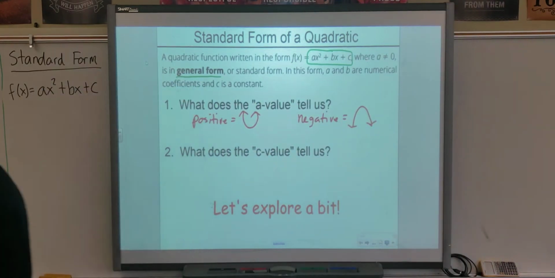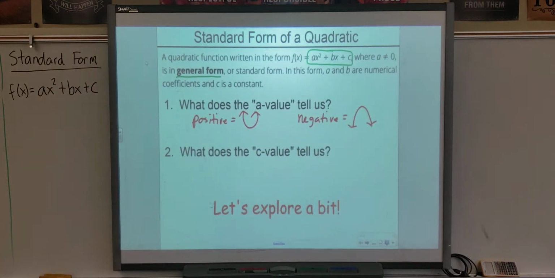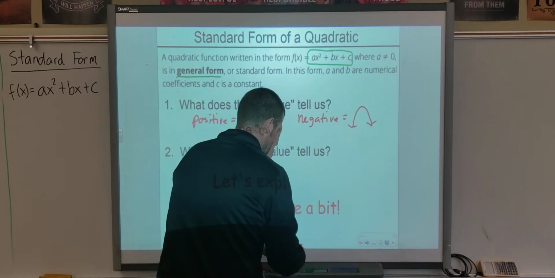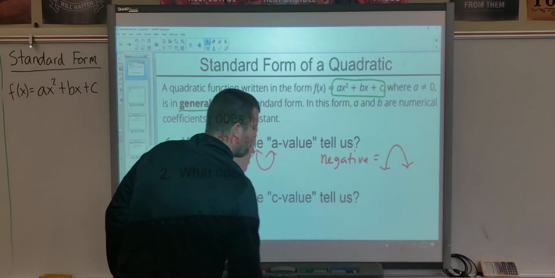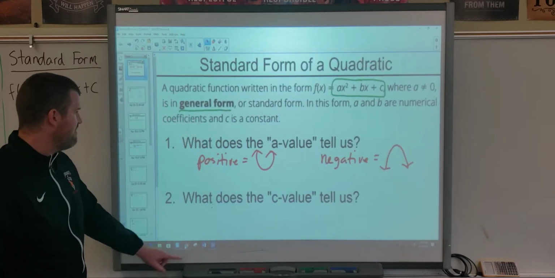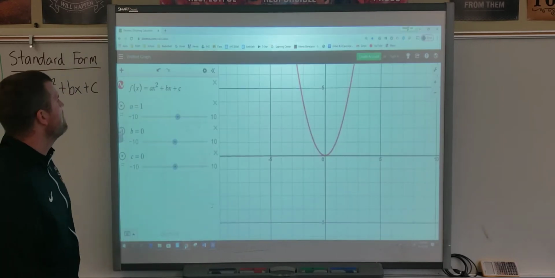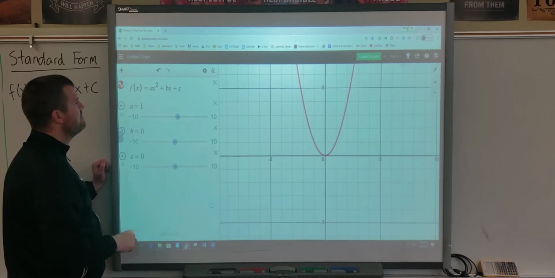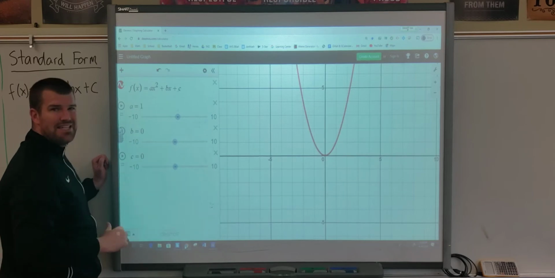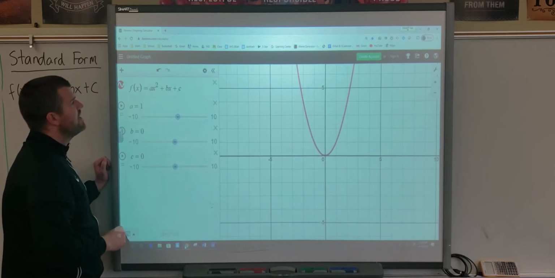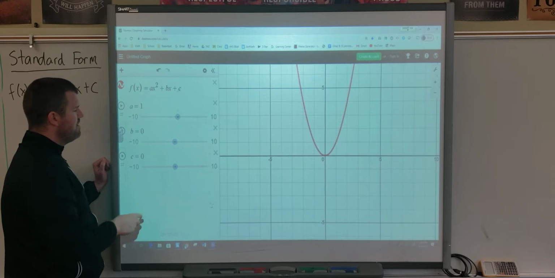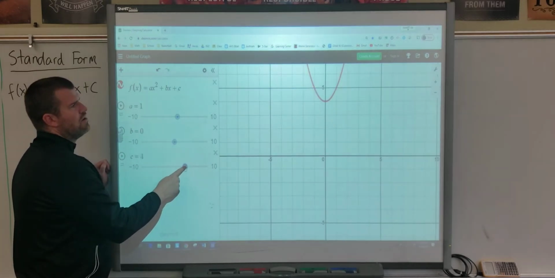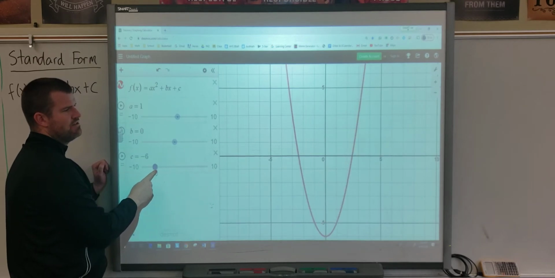As far as the c value, our constant at the end, what does that tell us? Well, we're going to go ahead and look at a quick Desmos activity again, like we did the other day, to explore a little bit and hopefully help you have a better understanding of the c. So right now I'm going to leave the a value as 1 because we know the a value just makes it go up and down. The b value we're not going to deal with at this point. We're going to do that when we do transformations another time. But our c value, if I change the c value, what's happening to the graph?